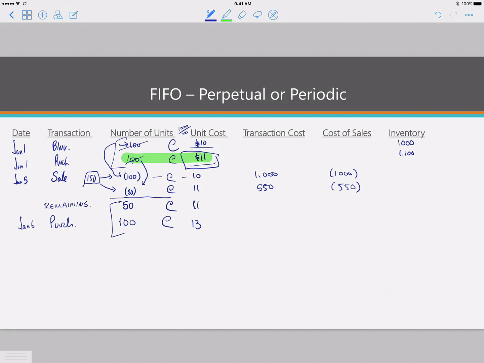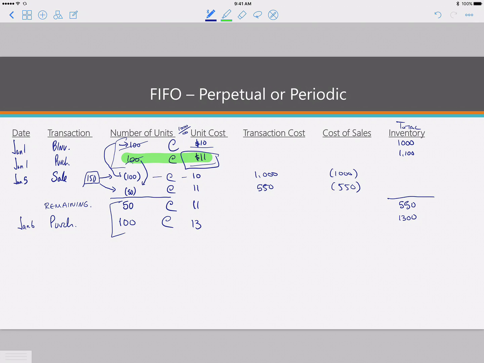Once we're keeping track of what we have, we can actually just add this into our inventory at the very end at our total, right? This is our total inventory category. This is our column for that. So 50 times 11 gives us 550, and 100 times 13 is 1,300. So this is what we have in our inventory right now.